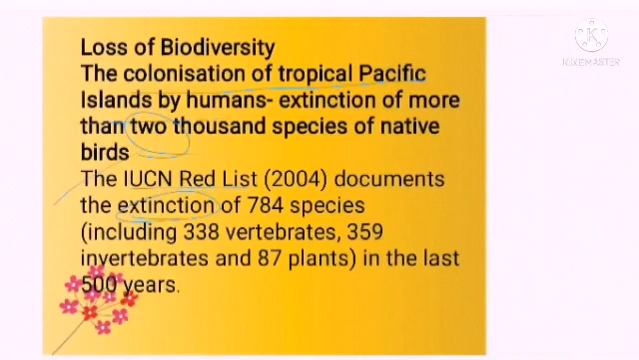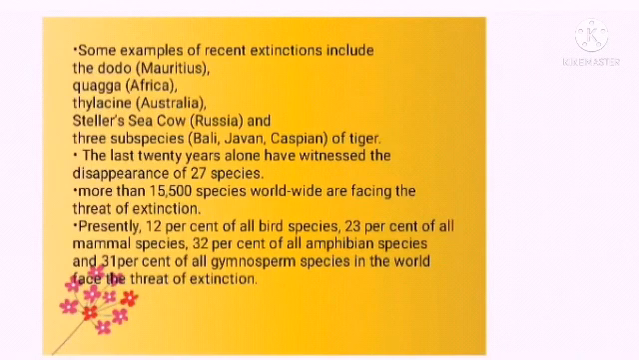Okay, so what all is it including? It is including 338 vertebrates that have become extinct, 359 invertebrates, and 87 plants in the last 500 years. So the rate is increasing year after year. Now moving on to some examples of recent extinction.